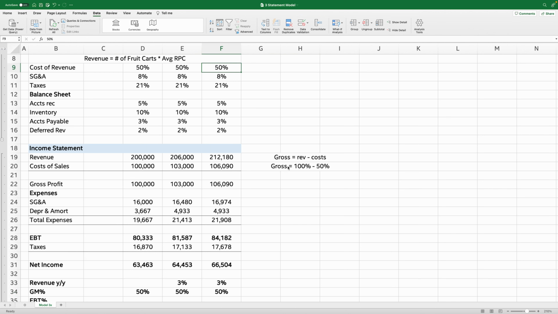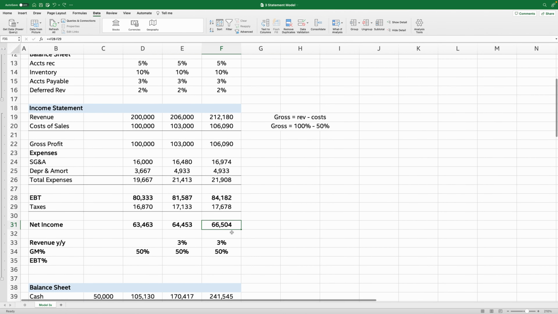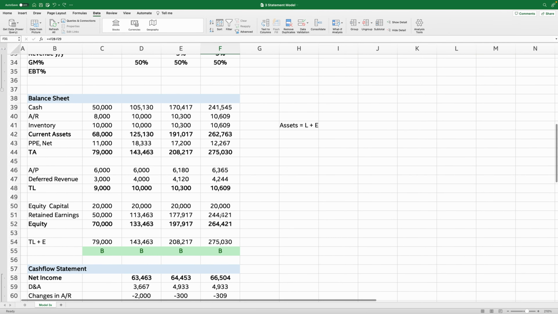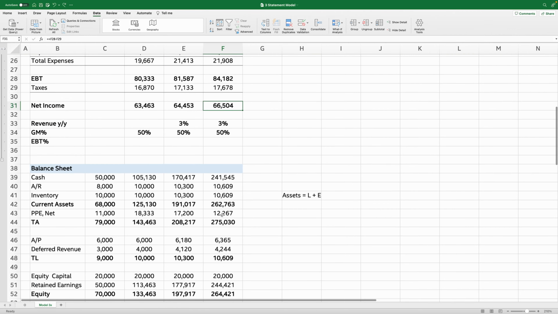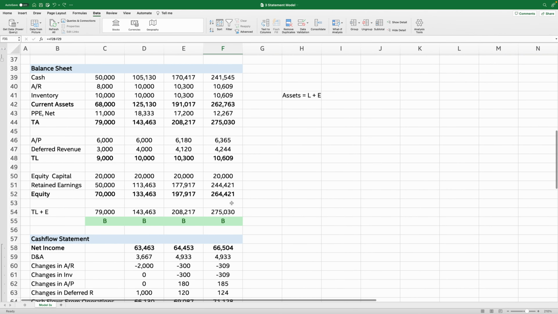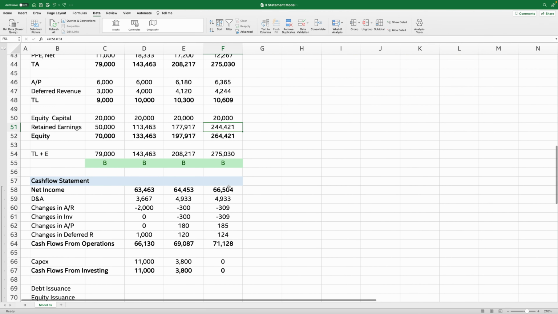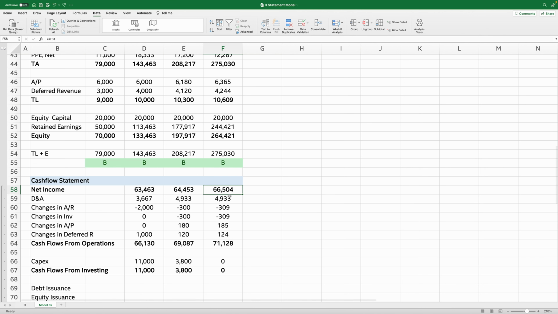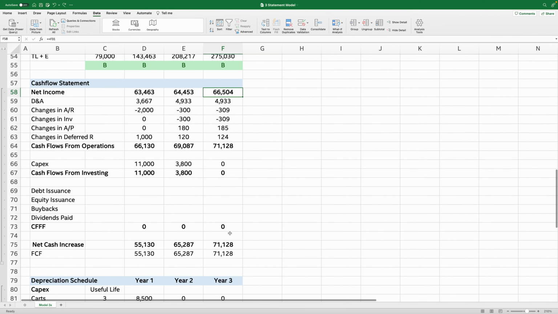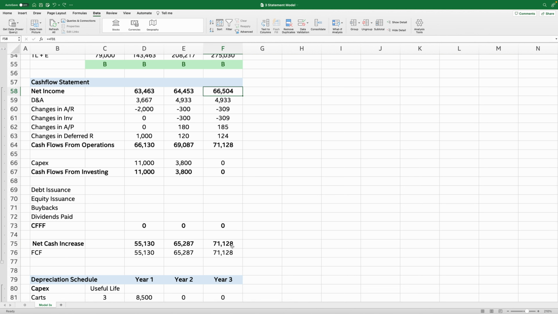So if I change this to 60, as you can see, this changed. So let's check everything out. So I changed it back. So 66,504. This net income will adjust retained earnings by how much? That's the question. We will see. So changing this net income will change the retained earnings amount, the cash flow from operations amount, and it'll even change the net cash amount.